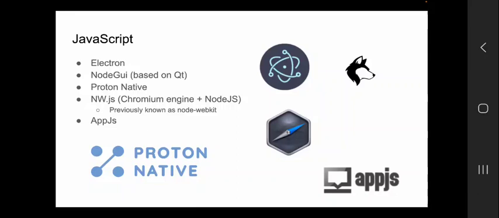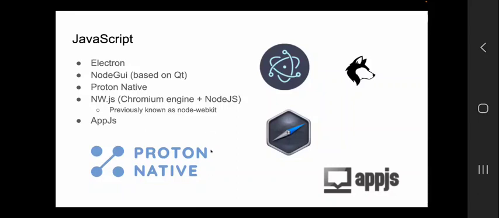And Node GUI is again based on Qt. Its widgets are based on Qt, but it supports HTML, CSS type coding methodologies. This is the logo for Node GUI. So that can also be used. Proton Native is relatively new, but looks very promising, and it has something quite closer to React and React Native syntax for you to utilize and code in your native applications.